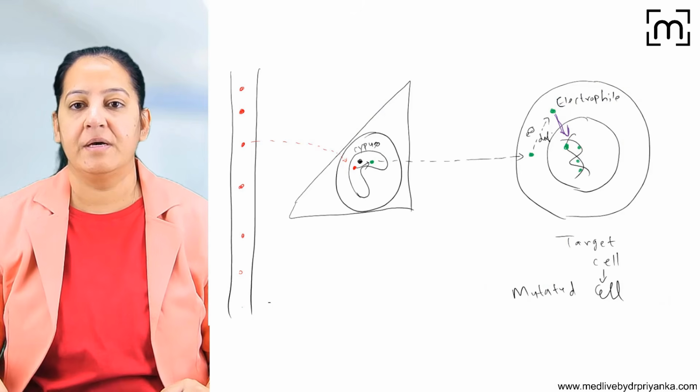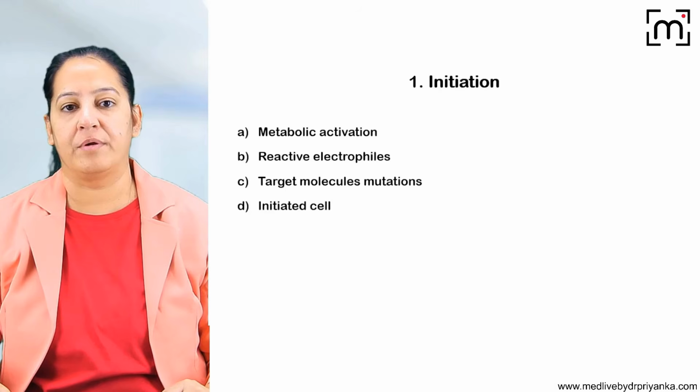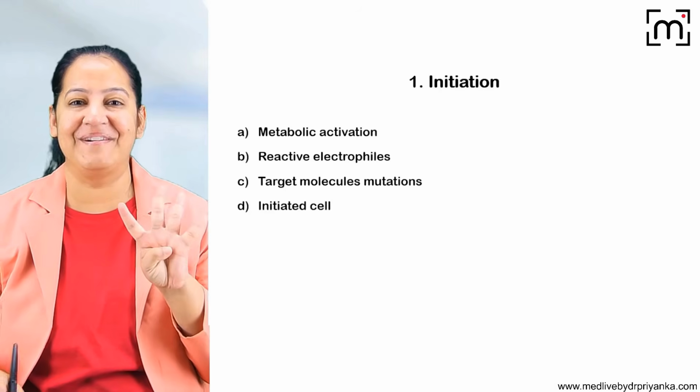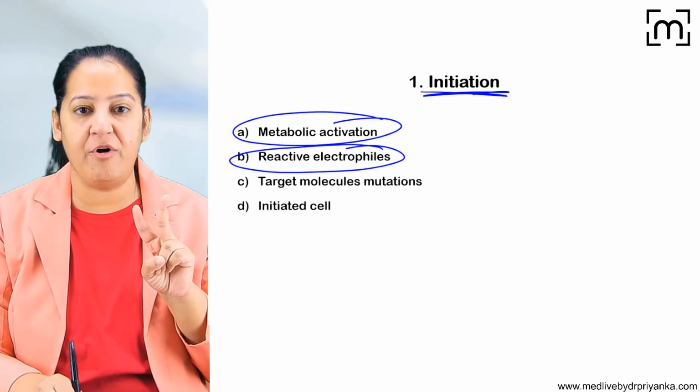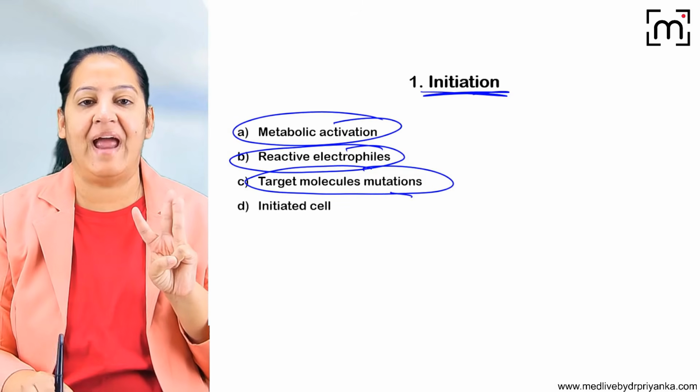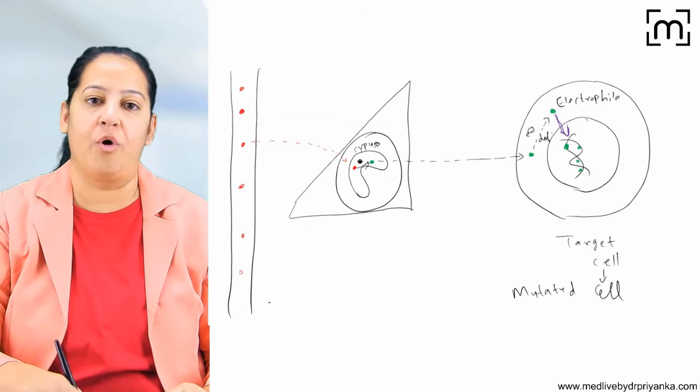So that is the fourth step. So the initiated cell is formed. So there are four steps. What are the four steps in initiation? First, metabolic activation, then electrophile formation, then mutation, and then initiated cell formation. You can see all four here.